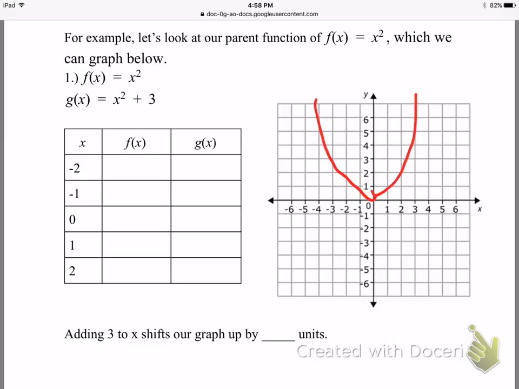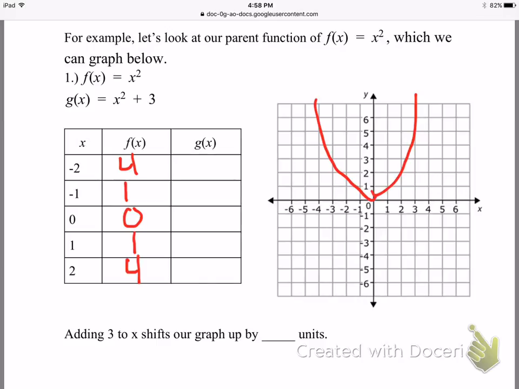Then we're going to use our table to help us graph g of x. We already know for f of x how to find that, so we're going to start by filling out this column. Negative 2 squared equals 4. Negative 1 squared equals 1. 0 squared equals 0. 1 squared equals 1. And 2 squared equals 4.